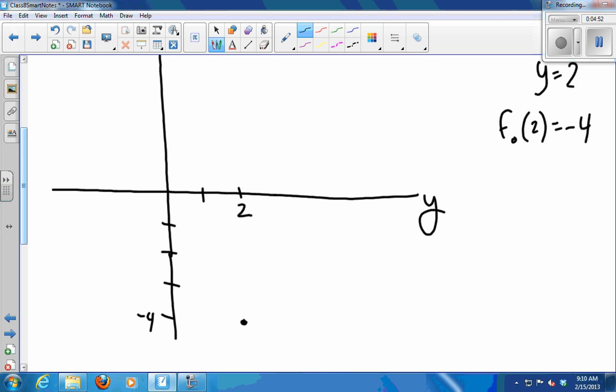And then some other key points that I might like to graph could be zeros, the x and y intercepts. So I know that it's going to go through (0, 0). The y-intercept is 0 because f of 0 is 0. And so then my other x-intercept is 4. So that should be pretty good. We can graph that now.